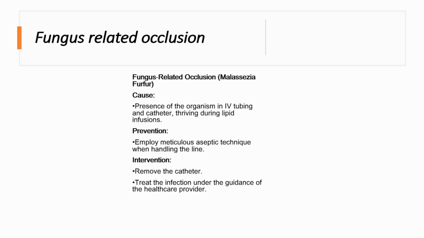Intervention. Remove the catheter. If fungal occlusion is suspected, removal of the catheter is necessary to prevent further complications and infection spread. Treat the infection. Antifungal treatment should be initiated based on the healthcare provider's guidance. Common antifungal agents may include those targeting fungal species like Malassezia furfur. This fungal occlusion is a lesser-known but serious complication, and awareness of this risk can help improve prevention and treatment strategies for patients on lipid infusions via PICC lines.